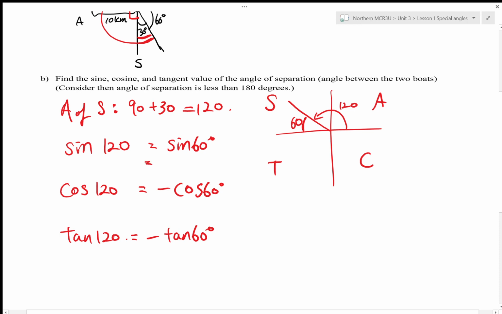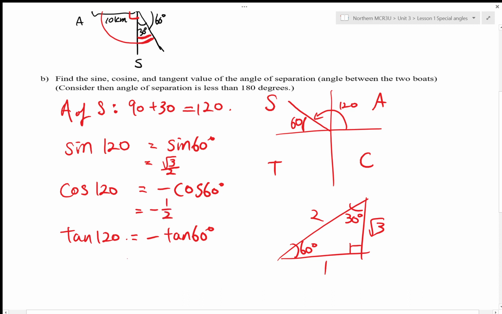And according to our special triangle, so you have to keep drawing the special triangle so that you get used to this. Okay. Then sine 60 is square root of 3 over 2, and negative cosine 60 is negative 1 over 2, and the negative tangent 60 is negative square root of 3 over 1. So that's how you can draw, and that's how you can find the trigonometric ratio of angle of separation between two boats.